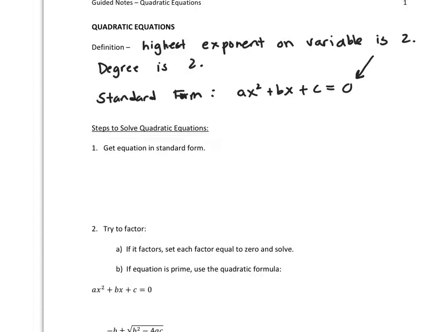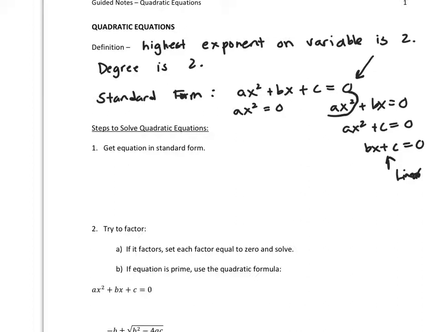Now, maybe your equation is just ax squared equals 0. Or it may be ax squared plus bx equals 0. Or maybe it's ax squared plus c equals 0. What I'm saying, you may not have 3 terms every time. Your equation could not be bx plus c and be quadratic. That's a linear equation. You've got to have that x squared for it to be a quadratic.